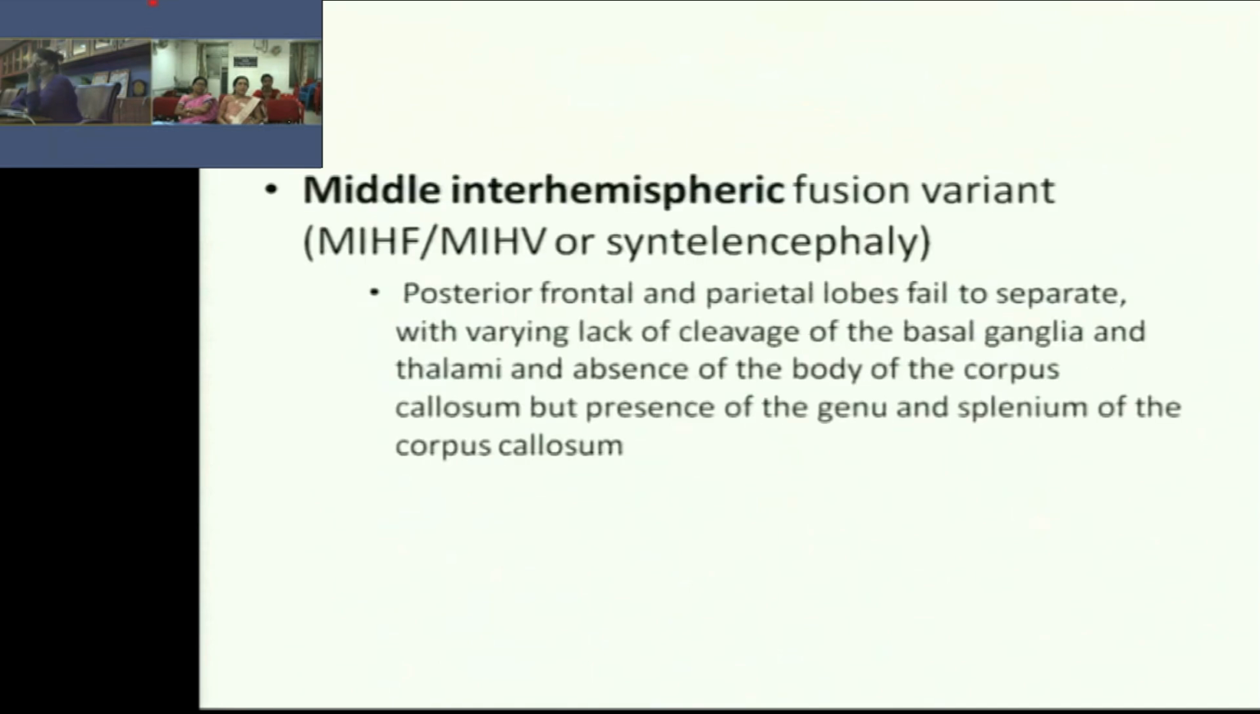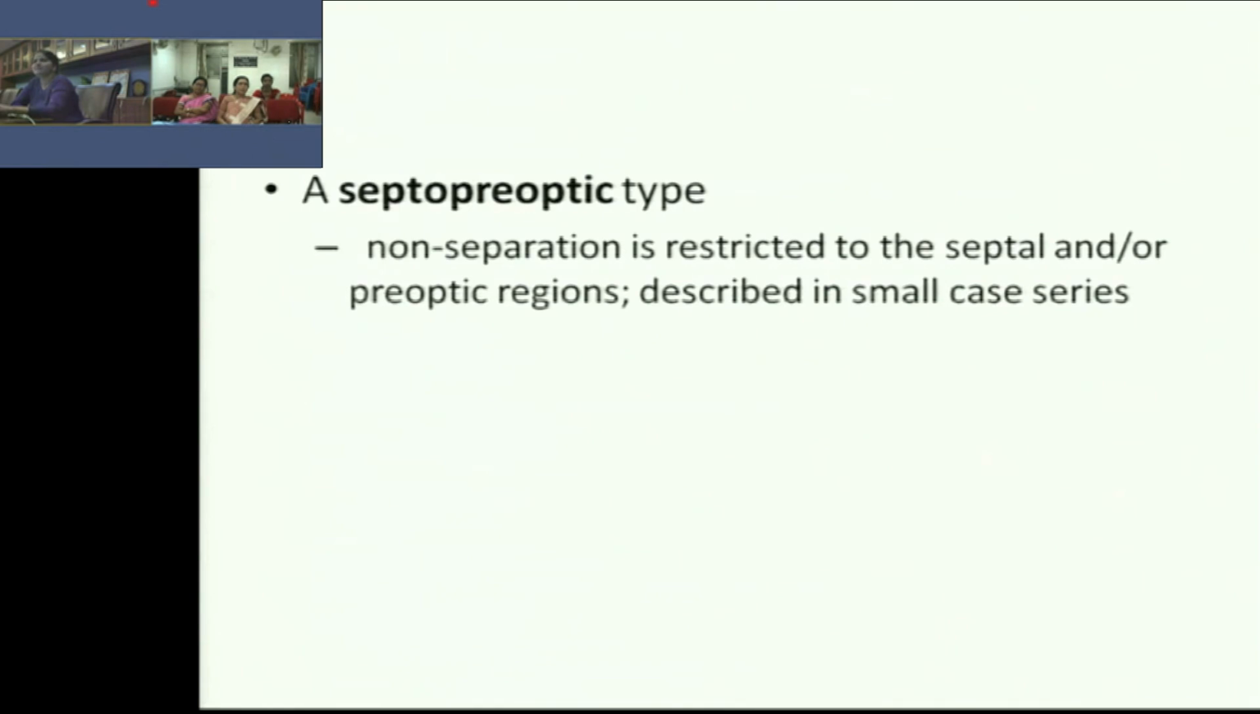There is one more variety, the middle interhemispheric fusion variant, also known as syntelencephaly, which is characterized by failure of separation of the posterior frontal and parietal lobes, with varying lack of cleavage of the basal ganglia and thalami, and absence of the body of the corpus callosum. However, the genu and splenium of the corpus callosum are there. One more variety is the septopreoptic type, in which the non-separation is restricted to the septal or preoptic regions, and this has been described only in some small case series.